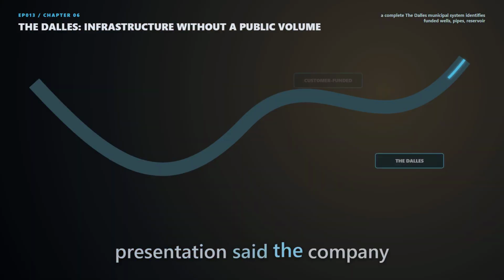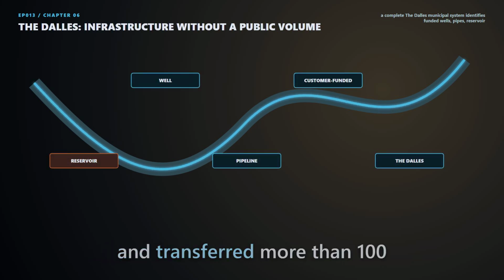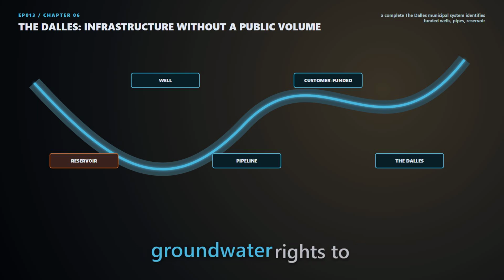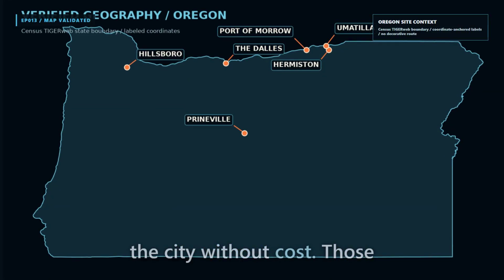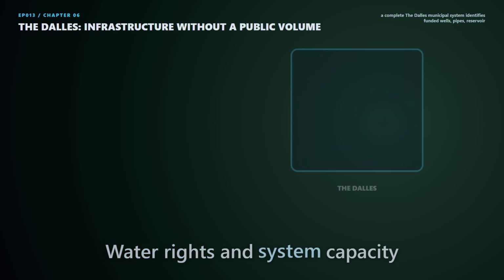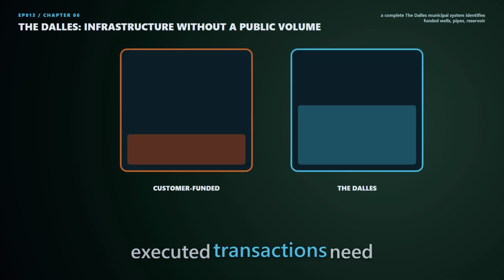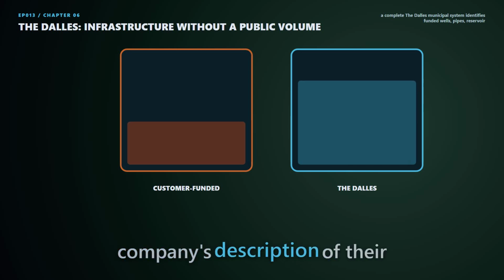Google's presentation said the company invested about $28 million in water infrastructure and transferred more than 100 million gallons of annual groundwater rights to the city without cost. Those are company disclosures placed in an official meeting record. Water rights and system capacity are not the same as annual consumption, and the executed transactions need to remain distinct from the company's description of their benefit.